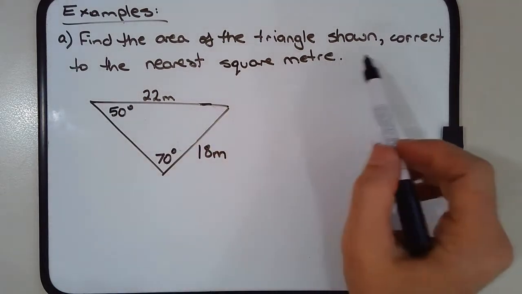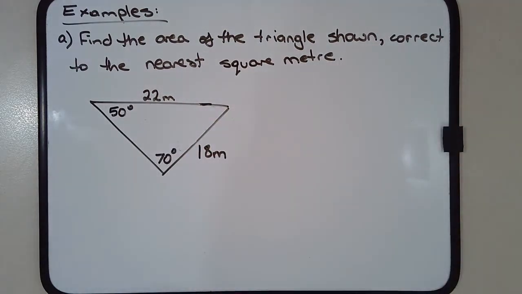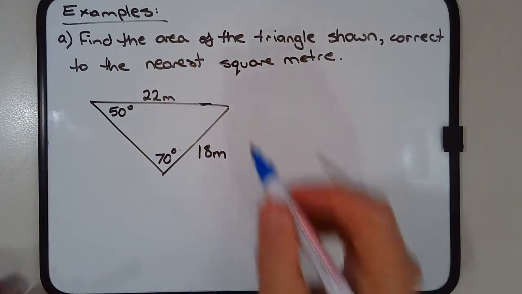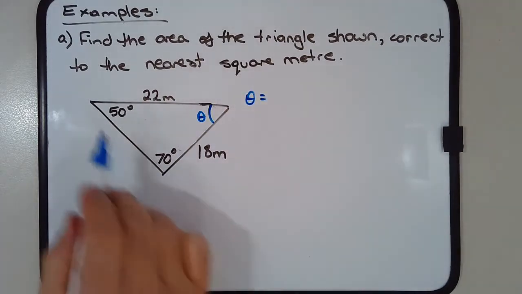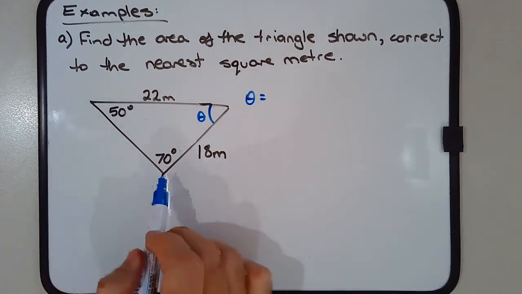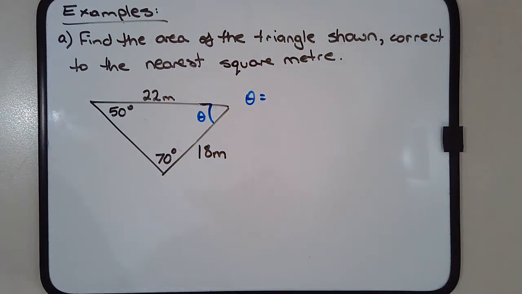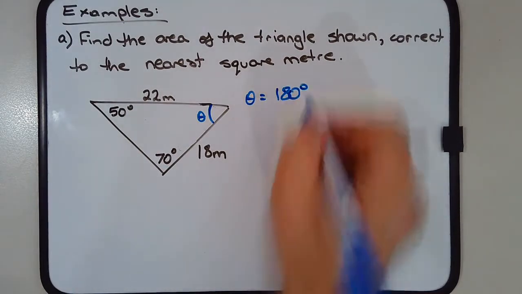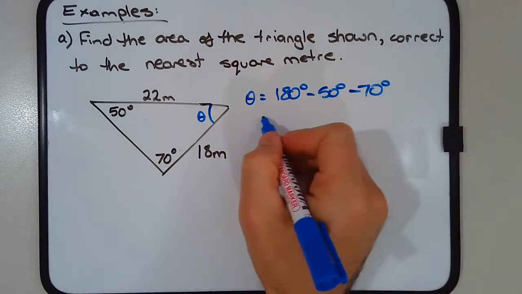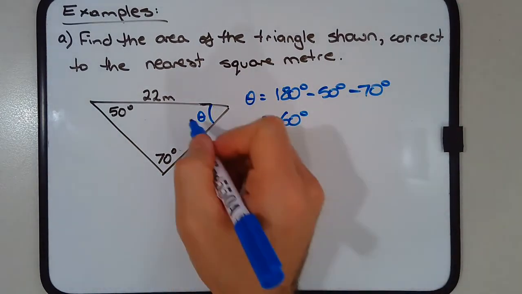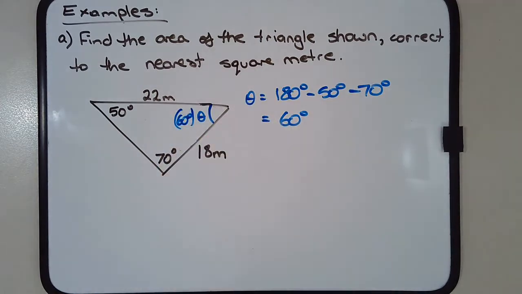So find the area of the triangle shown, correct to the nearest square meter. We need two sides and an included angle. The problem here is that we don't have the included angle, so we need to find the included angle first. Let's call that theta. We have two other angles though, but these are no good to us. We can't use those in the formula unless we have the included angle theta. So angle sum of a triangle, 180 degrees, take away 50 degrees, take away 70 degrees, and we end up with 60 degrees. So this angle there is 60.